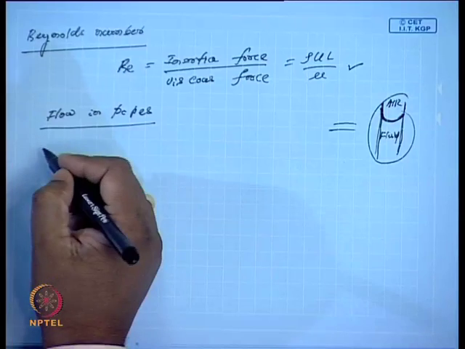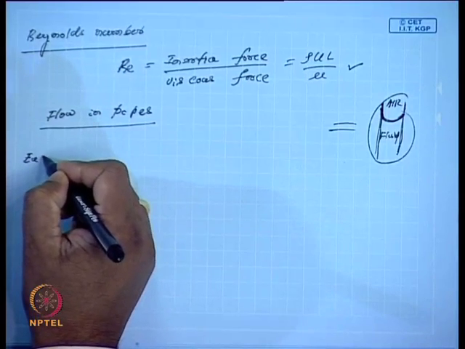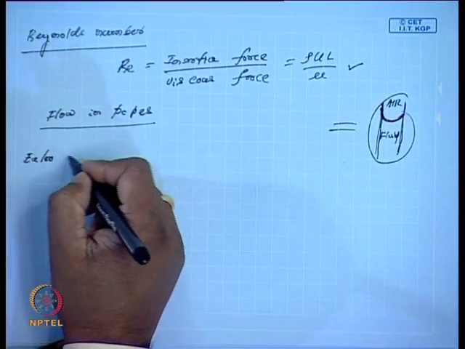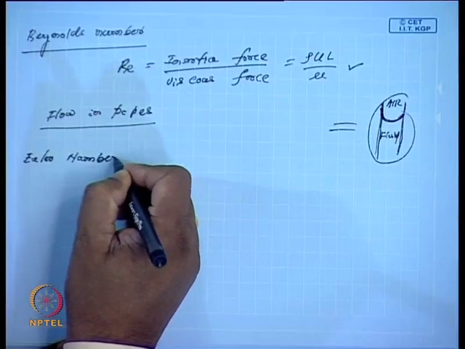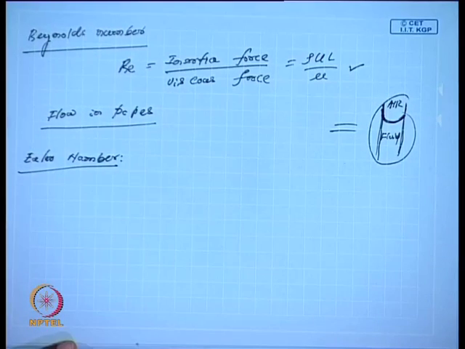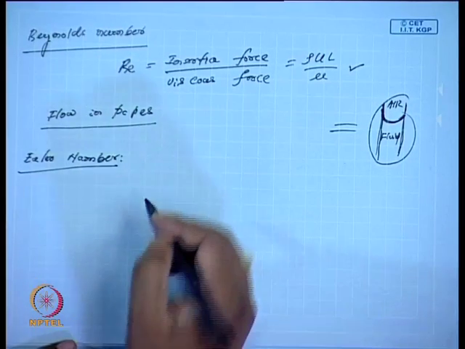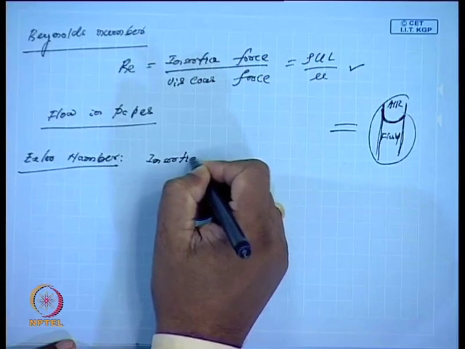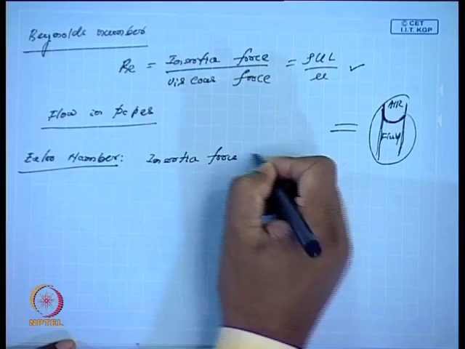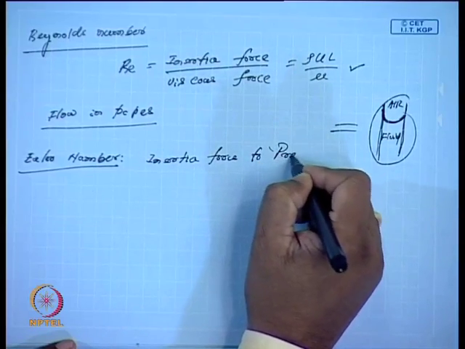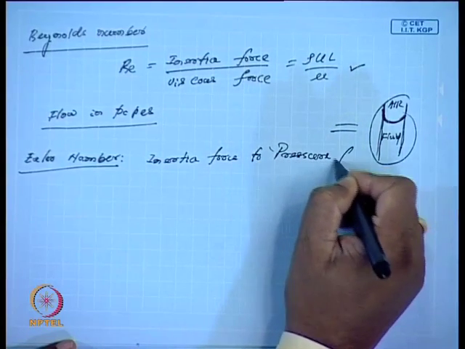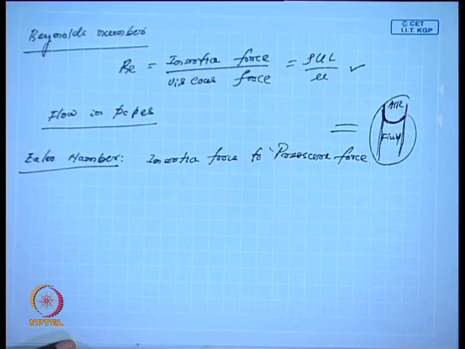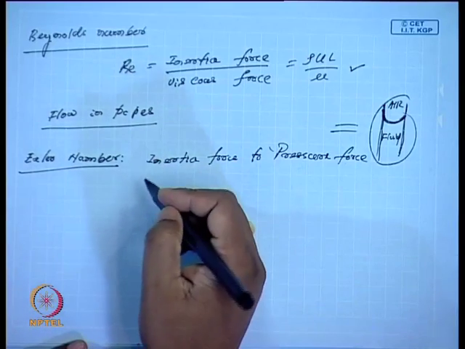There is another number which is called the Euler number. Again, the Euler number is defined as the ratio of two forces. It is the ratio of the inertia force to the pressure force. And this Euler number is important, particularly when there is cavitation.